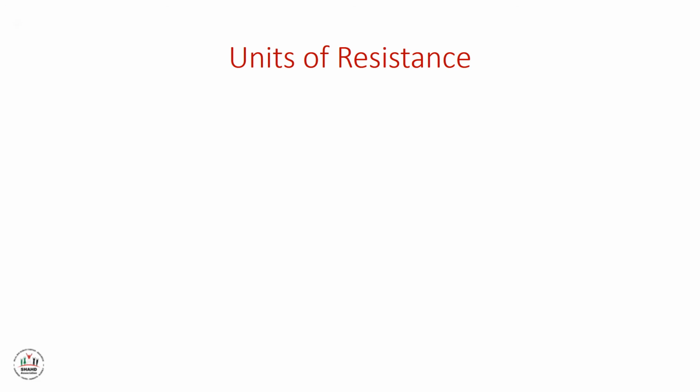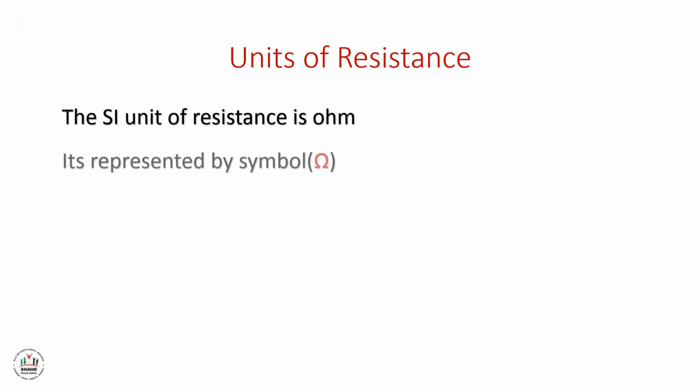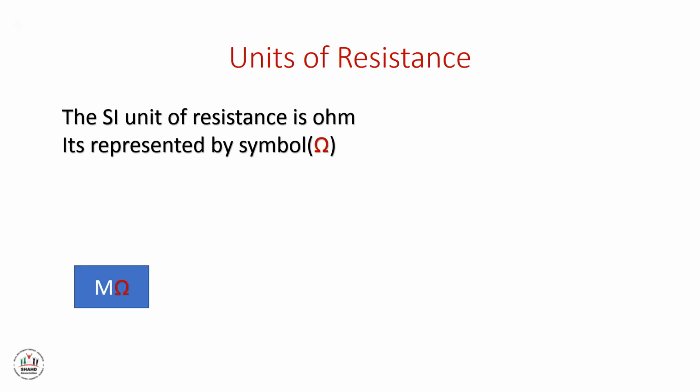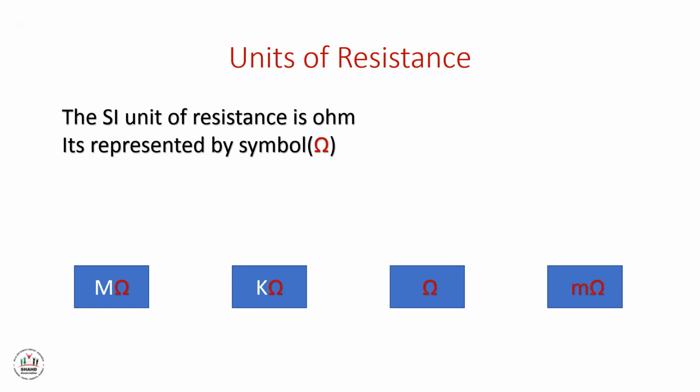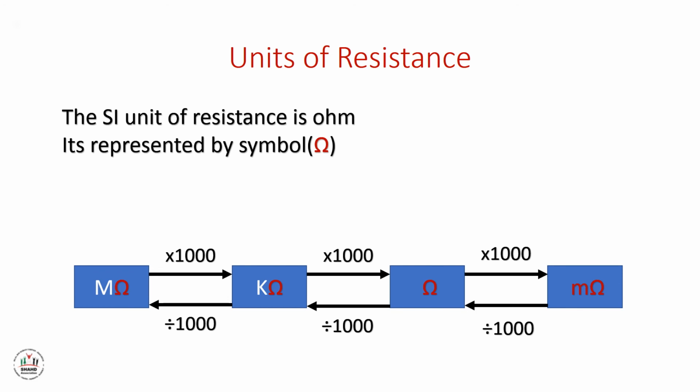The final point in our lesson today is the units of resistance. The SI unit of resistance is ohm. It is represented by this symbol. We have many units of resistance: mega ohm, kilo ohm, ohm, and milliohm. And here's the conversion. If you want to convert from mega ohm into kilo ohm, you have to multiply by thousands. And from kilo ohm to ohm, you also multiply by thousands. If you want to convert from ohm into milliohm, you also multiply by thousands. And in the reverse, you have to divide by 1000.